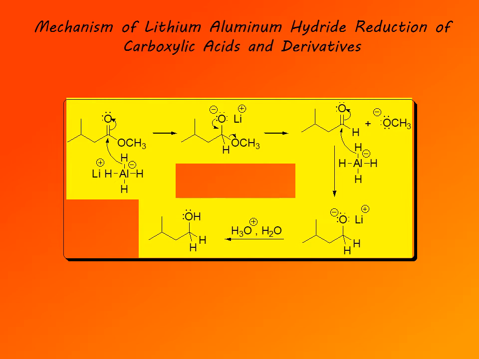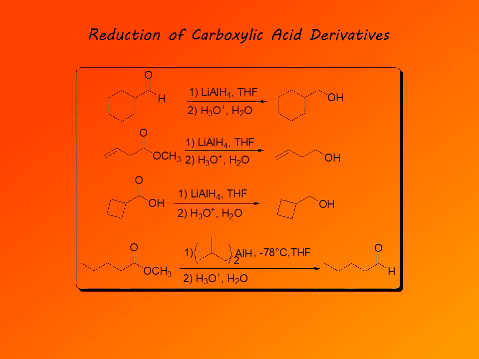So from this mechanism we can see that esters and similar carboxylic acid derivatives, basically oxygen-containing carboxylic acid derivatives, are reduced to the corresponding primary alcohols. Carboxylic acids and derivatives are readily reduced upon treatment with hydride reagents, with complex metal hydrides.